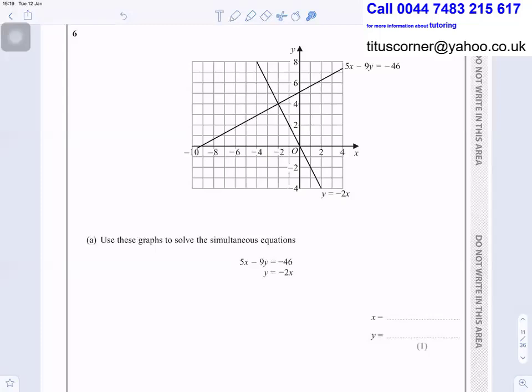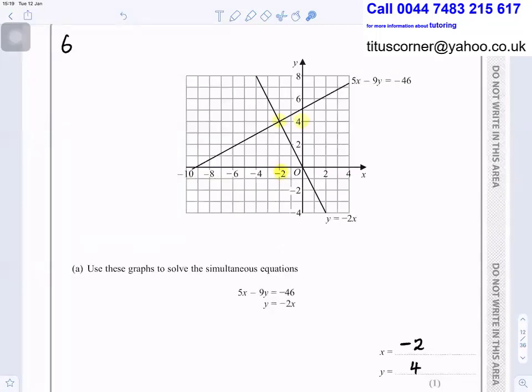Question number 6. Use these graphs to solve the simultaneous equation, the 2 graphs above. To solve the simultaneous equation, you look for where the 2 graphs meet. They meet at this point there. So the point where the 2 graphs meet is the solution. So that point there is minus 2, and you go up 4. So that point is minus 2, 4. That's where they meet, and that's the solution to the simultaneous equation.